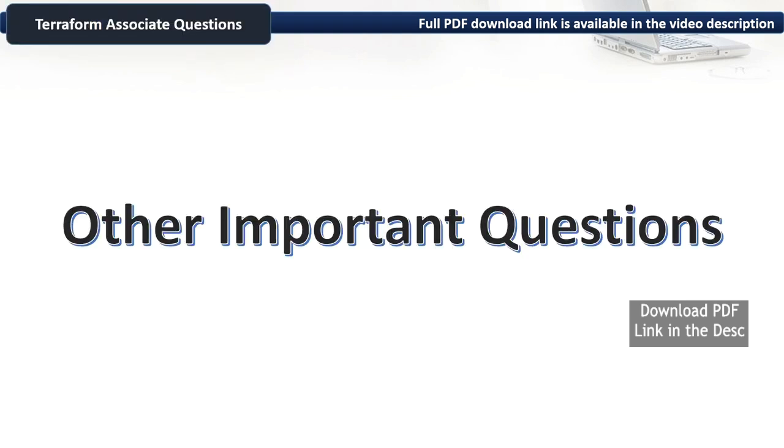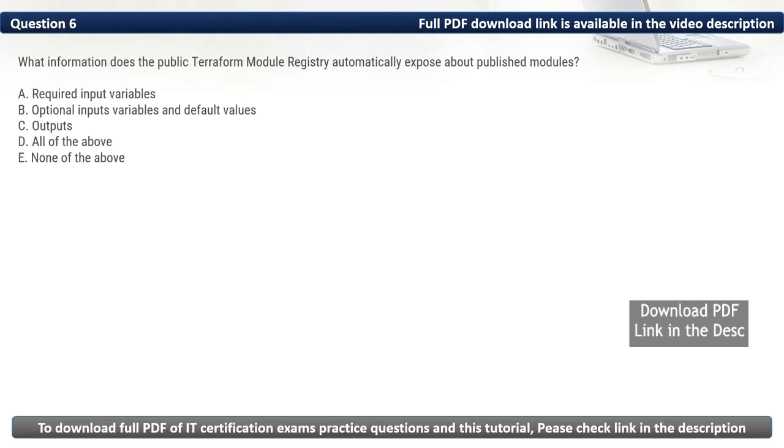To the other important questions, question 6. What information does the public Terraform module registry automatically expose about published modules? The public Terraform module registry automatically exposes all the information in A to C about published modules. Thus, the correct option is D.